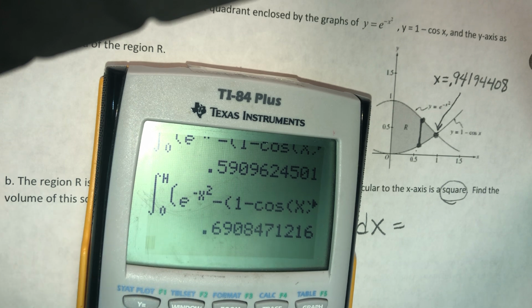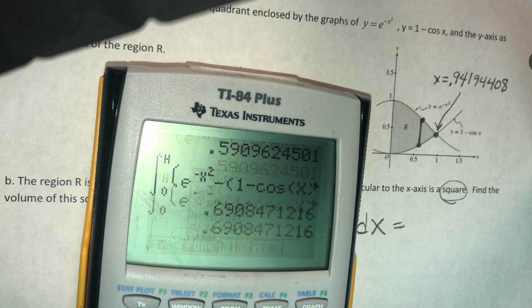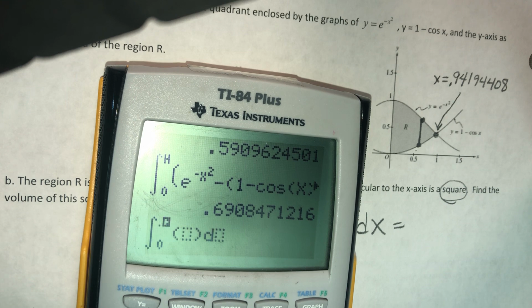All right, I'm just going to start over. Alpha window, number 4, 0, and I'll just type it in, 0.9419440.8.